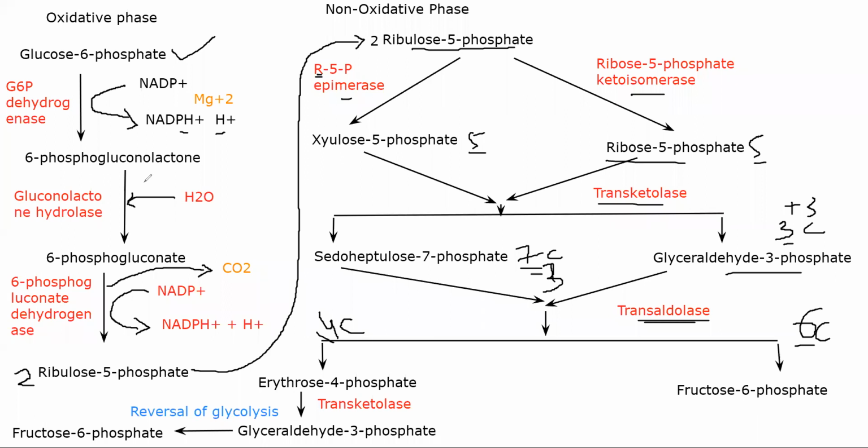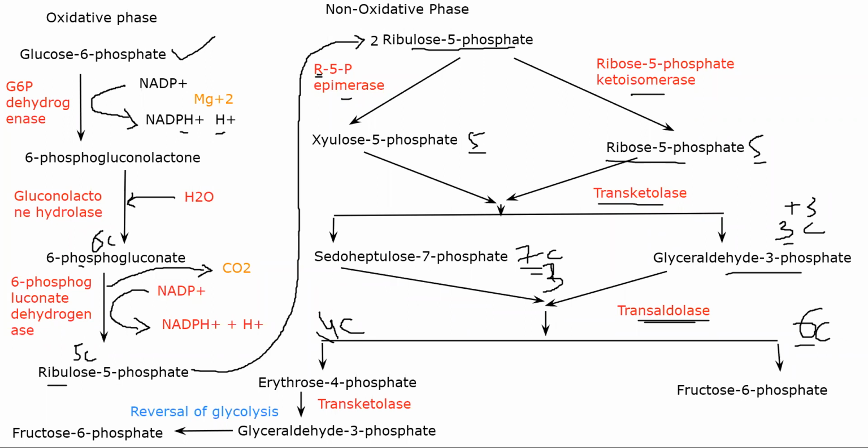This is hydrolyzed using water and you get 6 phosphogluconate, wherein again it undergoes decarboxylation as well as oxidation, wherein you get a 5 carbon molecule here, which is ribulose 5 phosphate. Now from a 6 carbon molecule here you are getting a 5 carbon molecule. Now let me put this here in this way.